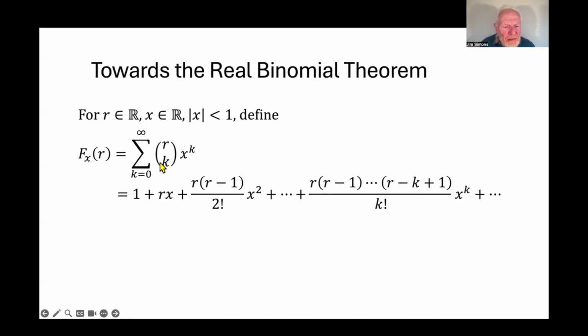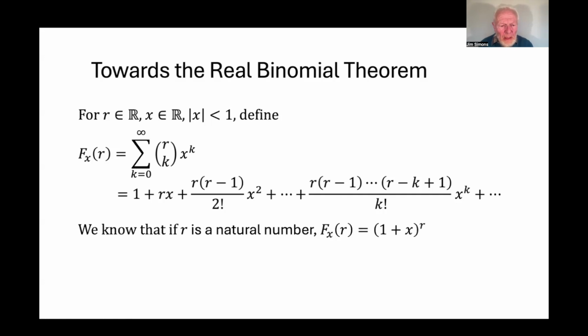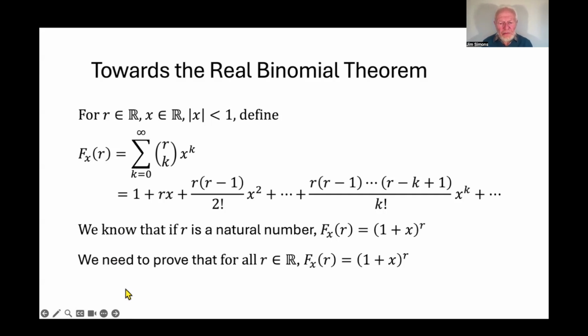Now, writing it this version, now this no longer means the binomial coefficient. It no longer means r choose k. You can't choose 3 objects and 7.5 in any particular number of ways. That doesn't make sense. It's just another way of writing this. Except that it's a way of writing it that reminds us that if r happens to be a natural number, then this is that choosery thing. It is the binomial coefficient. So we know that if r happens to be a natural number, this thing here is (1 plus x) to the r, and our task is to prove that it is even if r is not a natural number.